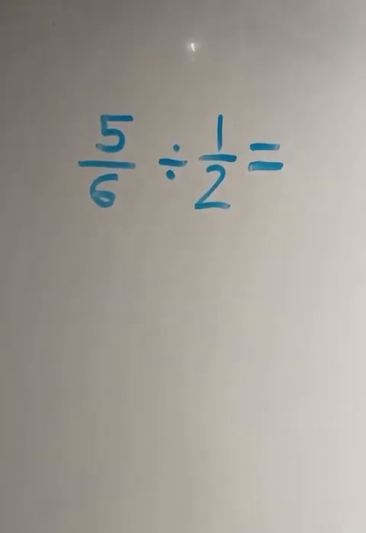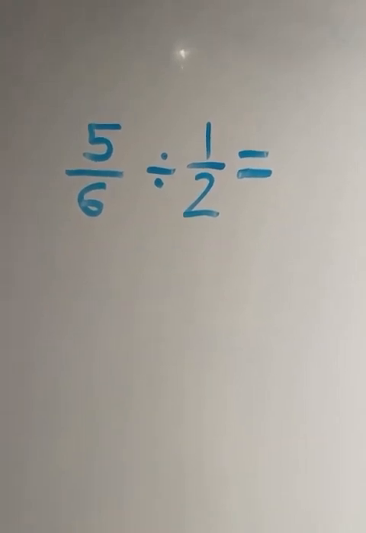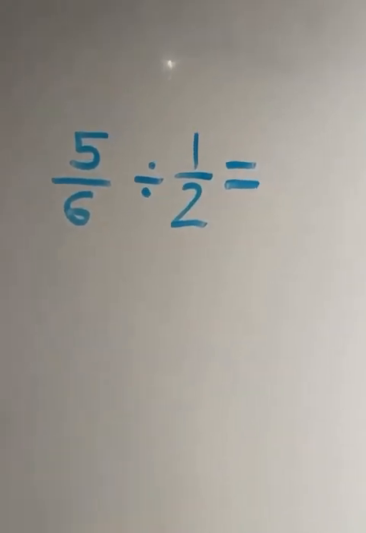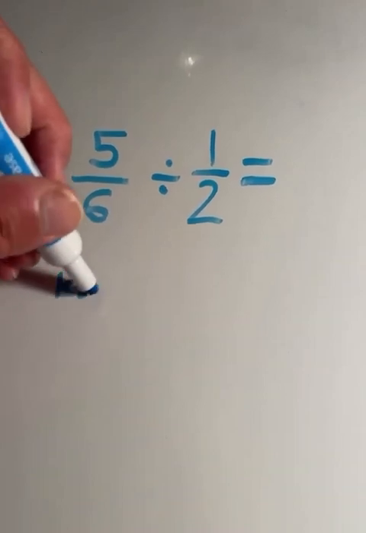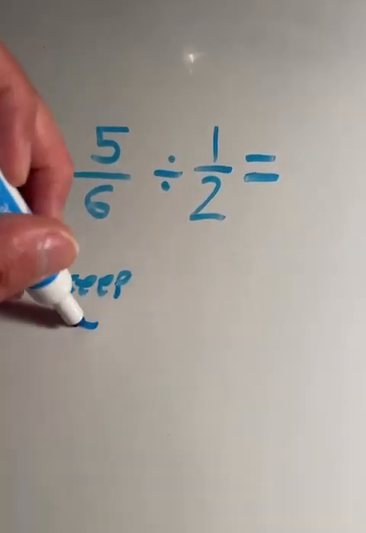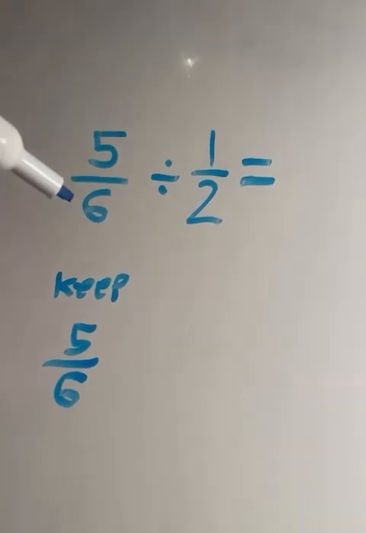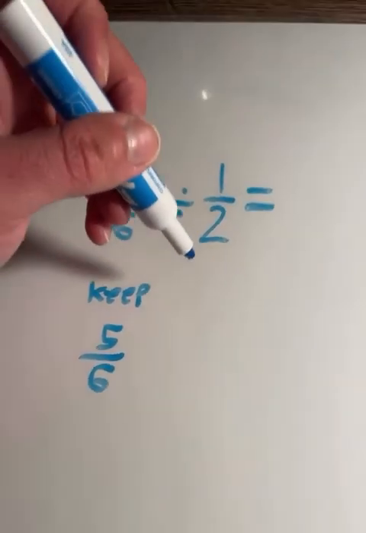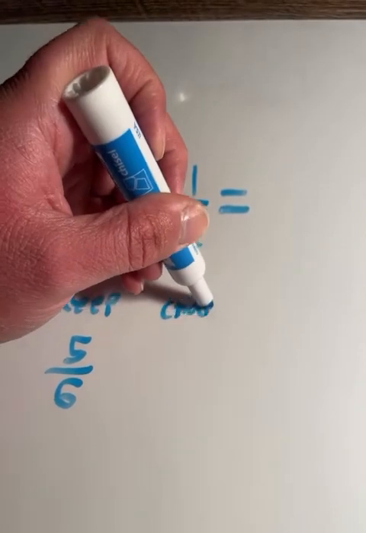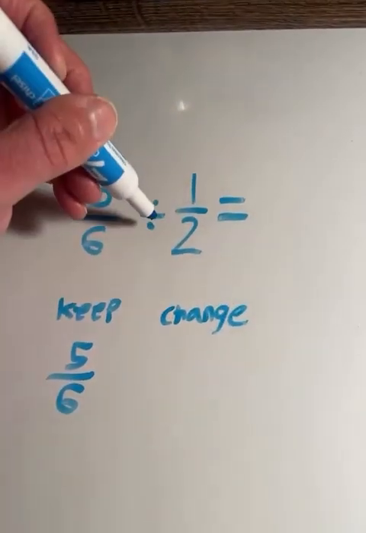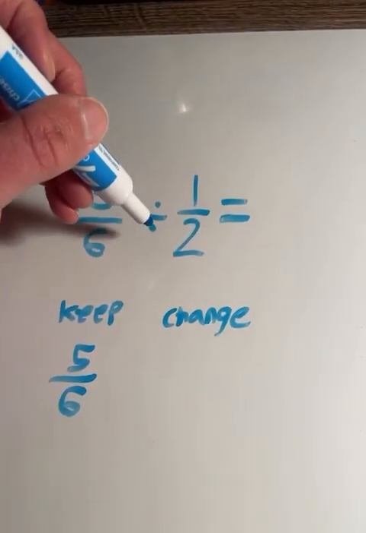So what we're going to do is step one. It's kind of 3 small steps in one: keep, change, flip. So we're going to keep 5/6. The first fraction stays the same. Then we're going to change the division sign to a multiplication sign.